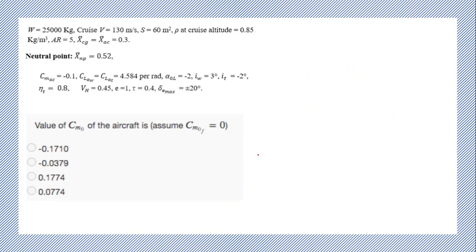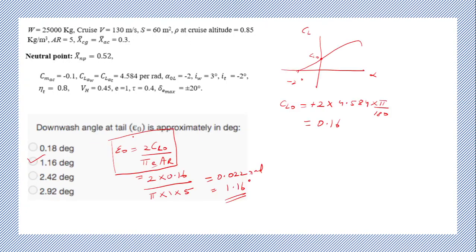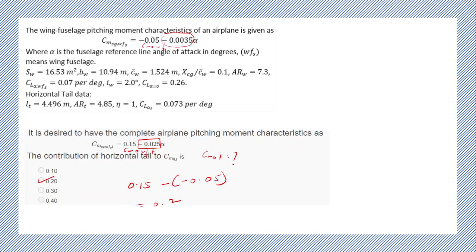The value of Cm naught of the aircraft, assuming that the fuselage contribution is 0. How do you find this? We just did it, right? So find the contribution of the wing, find the contribution of the tail, and add them. So Cm naught of the wing, what was it? Let's just go to that formula.